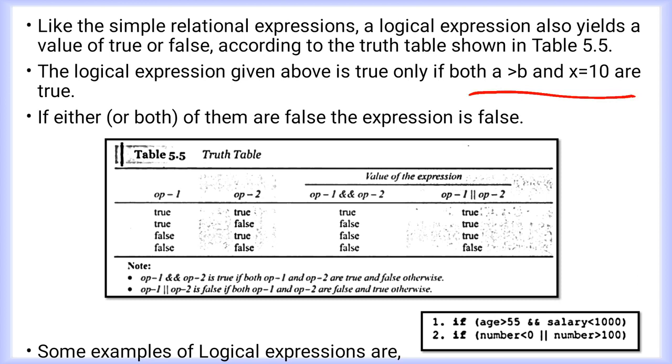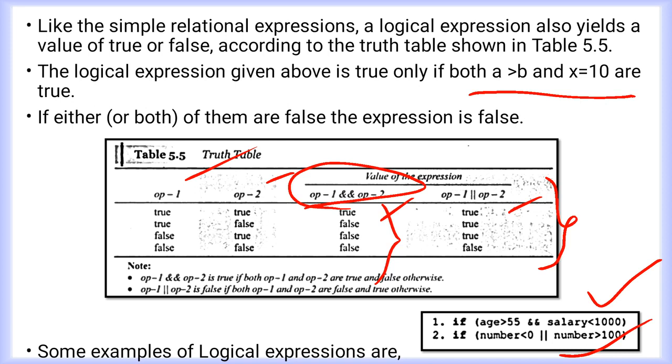Now there is a table below. Operand 1, operand 2, value of the expression operand 1 and operand 2. Both of these are true. So when we apply AND, what happens? True and true, the value is true. True or true, the value is true. The result of AND is here, and the OR operation is given here. So, if age greater than 55 and salary less than 1000, if number less than 0 or number greater than 100, like a compound condition you can combine more than one relational expression using these logical operators.